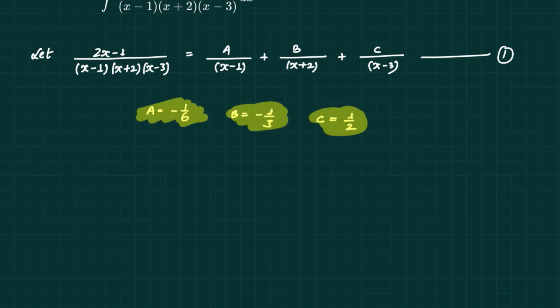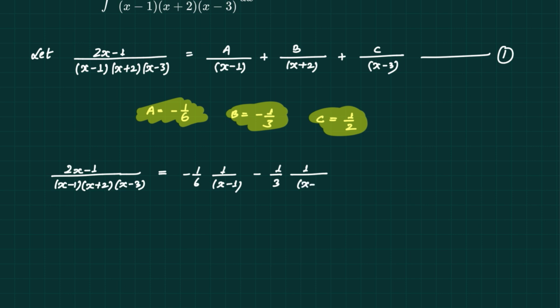So from equation 1 we have, putting the value of a as minus 1 by 6, minus 1 by 6 into 1 over x minus 1, minus 1 by 3, putting the value of b, and putting the value of c as 1 by 2. So this function has been split into 3 parts.